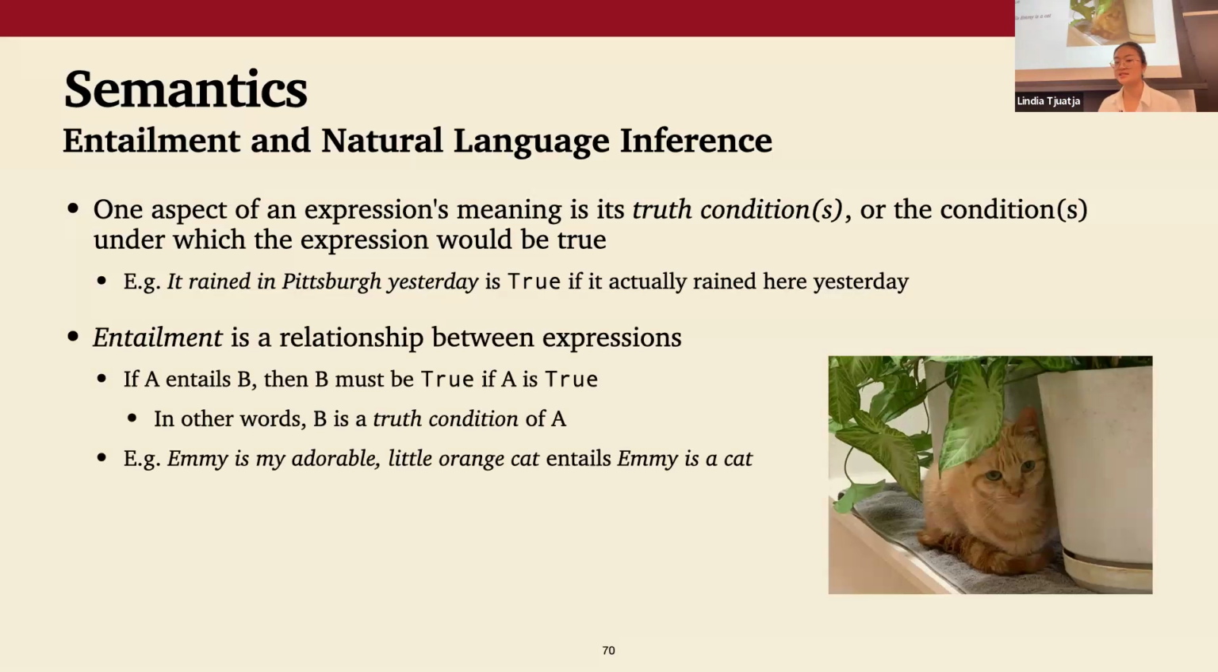But we can also have relationships between expressions that consider truth conditions. So the definition of an entailment is that if A entails B, then B must be true if A is true. In other words, we can say that B is a truth condition of A. So if I say something like, Emmy is my adorable little orange cat, which is 100% true, this entails that Emmy is a cat, and she is indeed a cat.